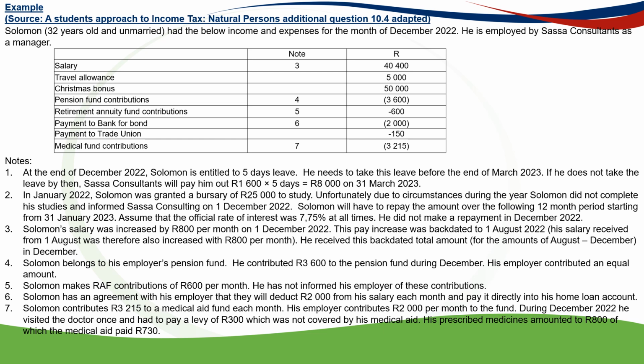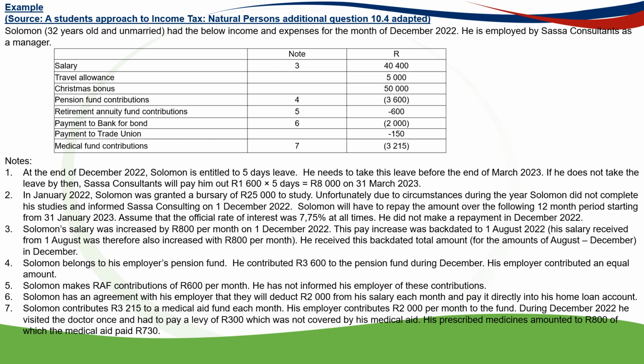He did not make a repayment in December 2022. And Solomon's salary was increased by 800 Rand per month on 1 December 2022. The pay increase was backdated to the 1st of August 2022, and his salary received from 1 August was therefore also increased with 800 Rand per month. And he received this backdated total amount for the months of August up to December in December.